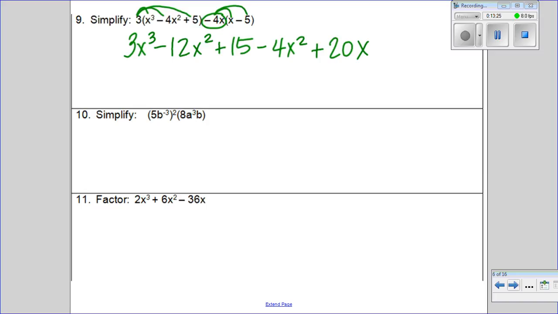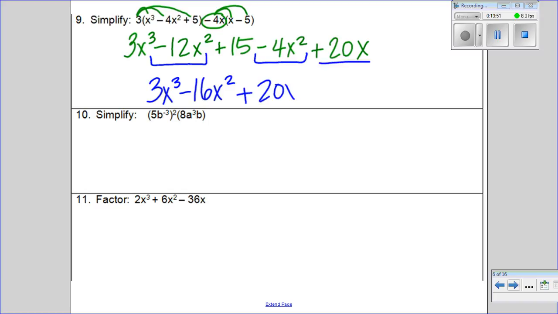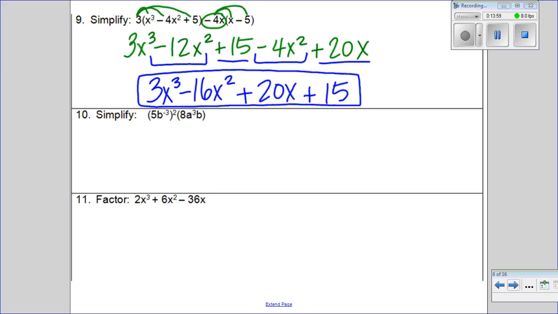Now I can combine like terms. What can I combine? My 3x cubed is the only one that's a cubed. I have a negative 12x squared and a negative 4x squared. So I can start off by doing 3x cubed, and then negative 12 minus 4 is going to be a bigger negative number, negative 16x squared. And then 20x is the only x by itself that I have, and 15 is my only number without a variable. There we go. I'm just simplifying. I'm not solving for anything else.